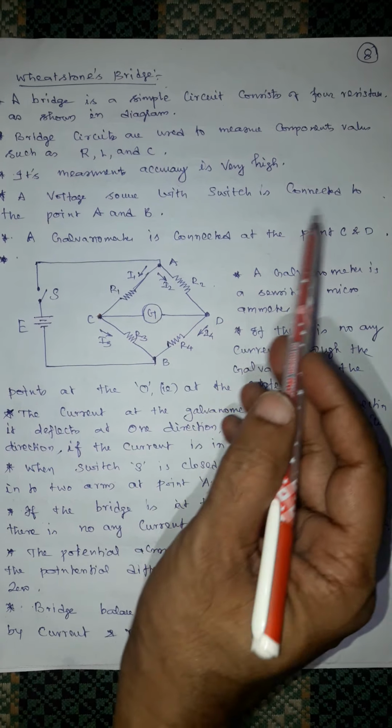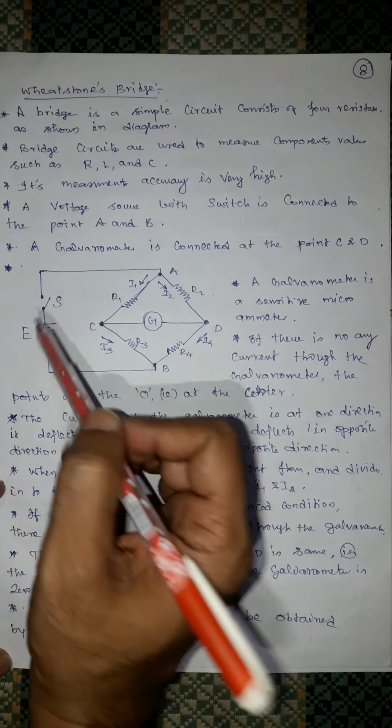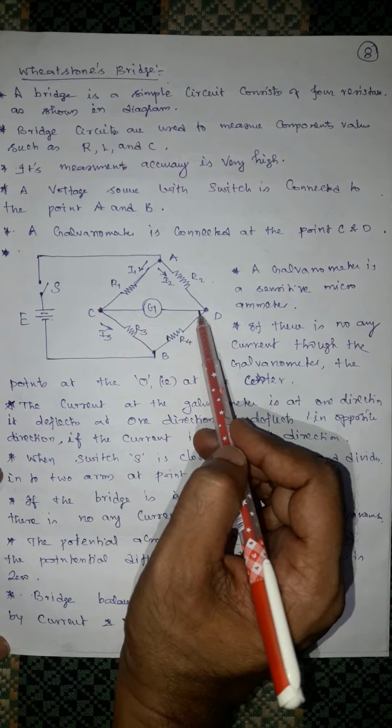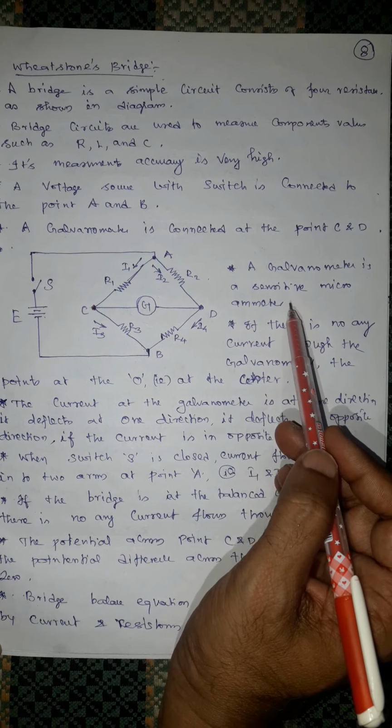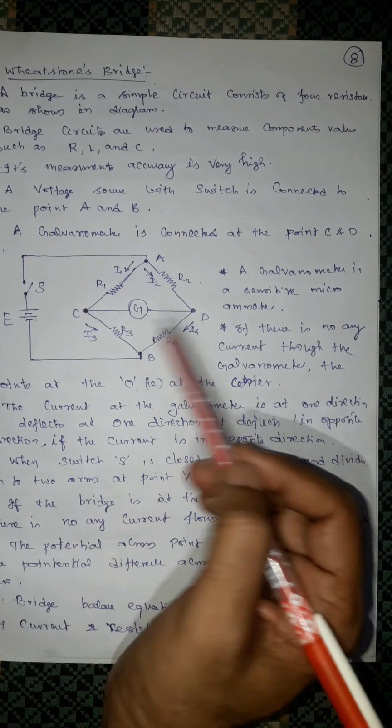A voltage source with a switch S is connected to points A and B. This is the voltage source with a switch. A galvanometer G is connected at points C and D. A galvanometer is a sensitive microammeter.